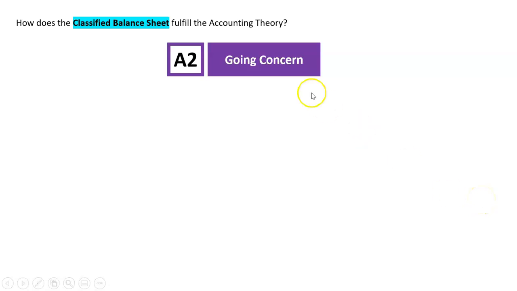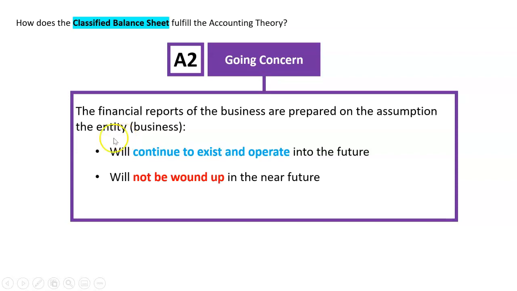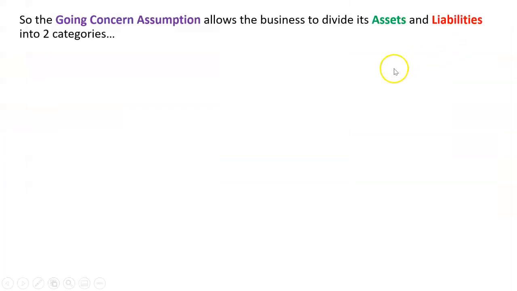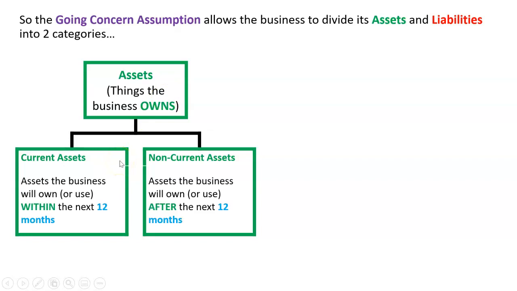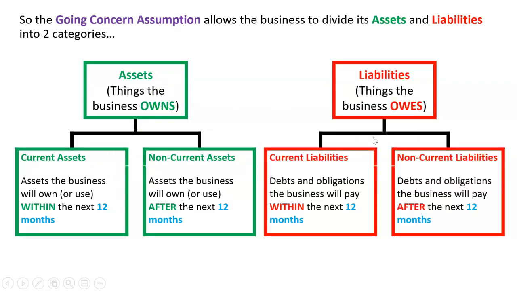We learned assumption number 2 was going concern. The financial reports of the business are prepared on the assumption that the business will continue to exist and operate into the future. It won't be wound up, and it will continue its activities as a going concern forever. And the reason why we did that is so we can break our assets into current and non-current, and so we can break our liabilities into current and non-current. So that's what that theory said.